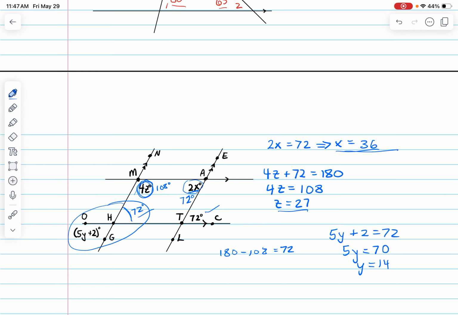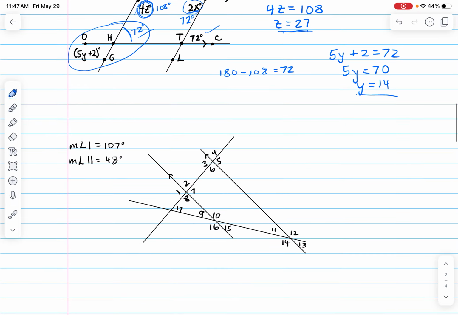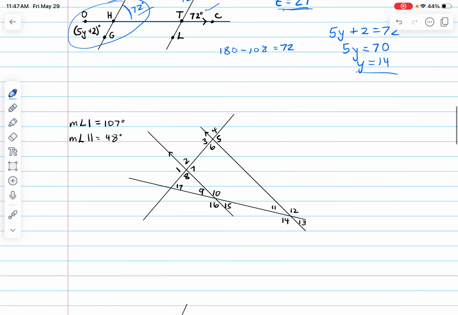So we've got x is 36, y is 14, and z is 27. There we have it. Okay, so that's the way this game is played, just like that. Now let's look at this one right here.